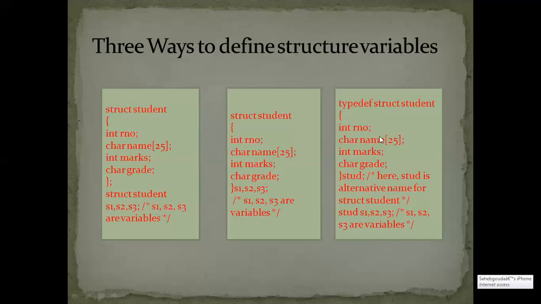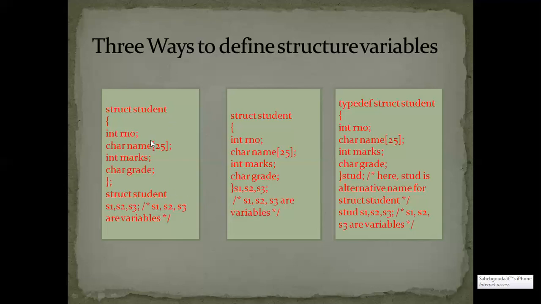Then what is the third type? The third type, that is typedef struct student. Okay, here typedef is a type definition. In detail, we can see this later. The name of the identifier is student. This struct is a keyword. Again, we have the student information, roll number, name, marks and grade with their data types. So here stud is an alternative name for the struct student. Stud S1, S2, S3. Again, S1, S2, S3 are what? Variables. So there are three ways of defining the structure variable.